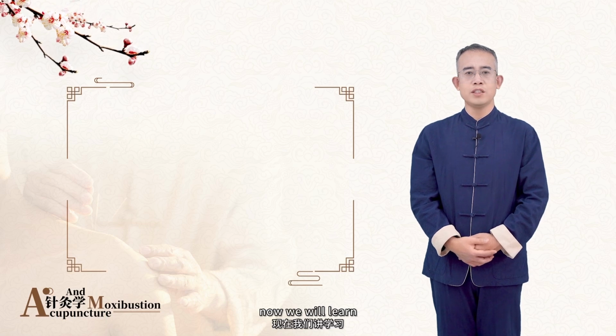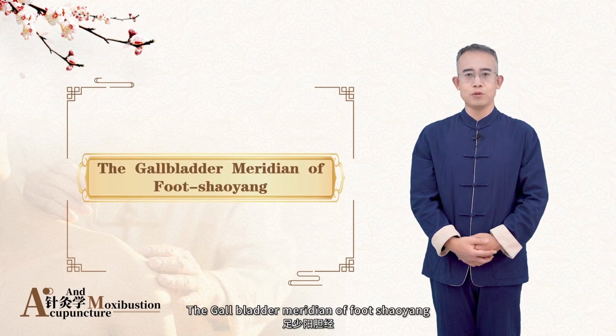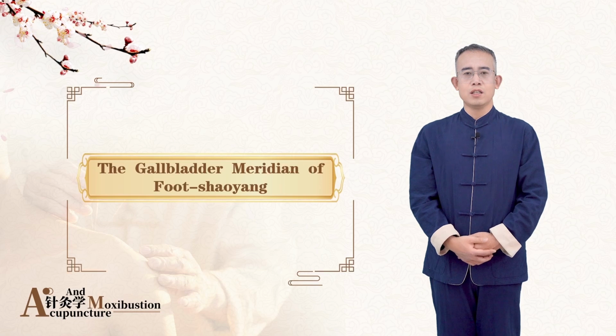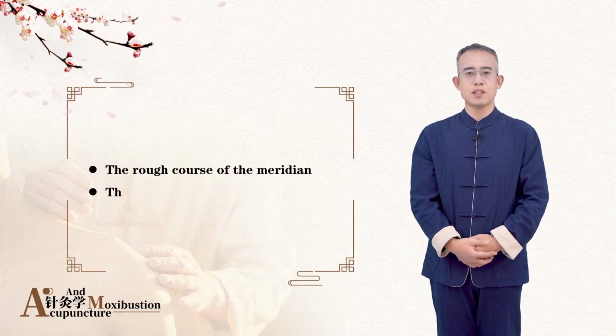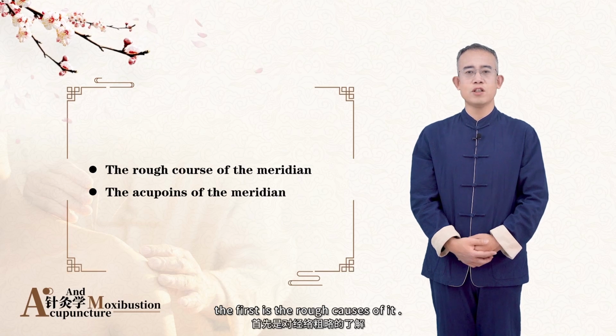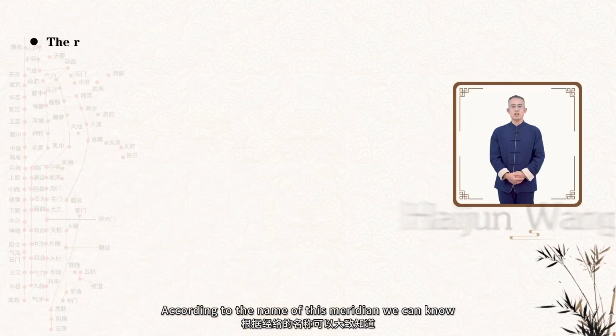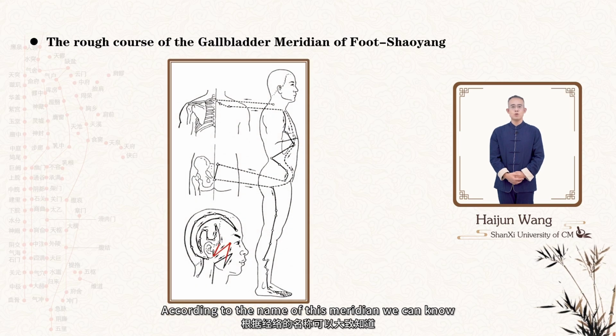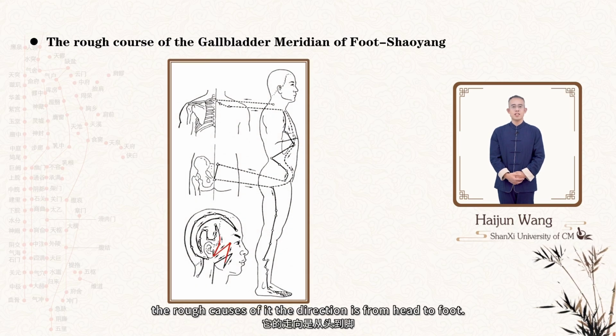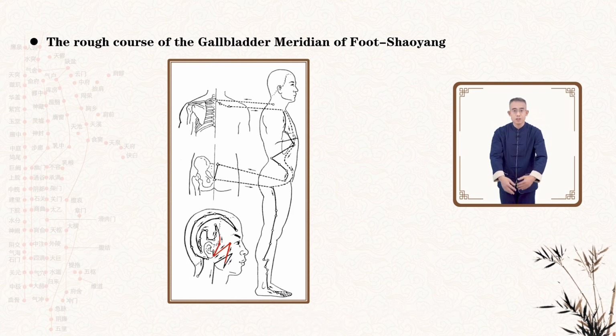Now we will learn the gallbladder meridian of foot shaoyang. We will learn it from two aspects. The first is the rough causes of it. According to the name of this meridian, we can know the rough causes of it. The direction is from head to foot.